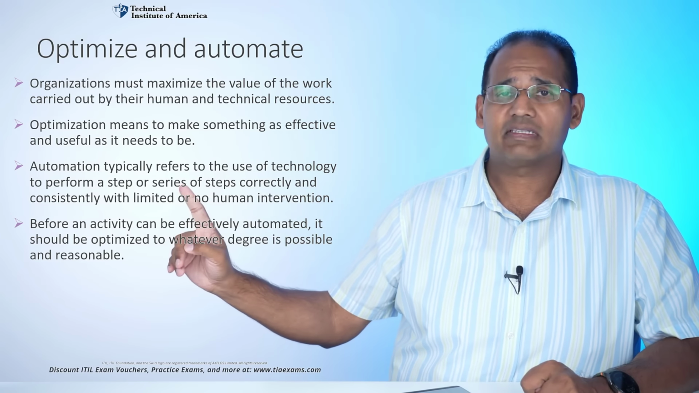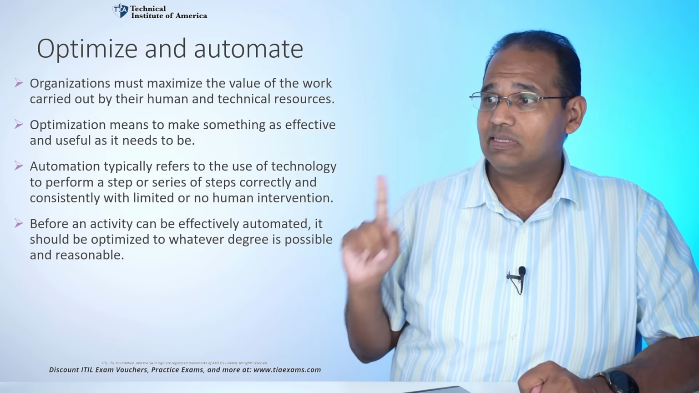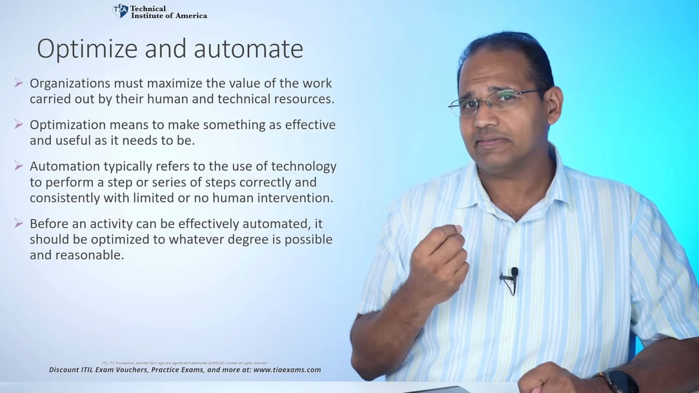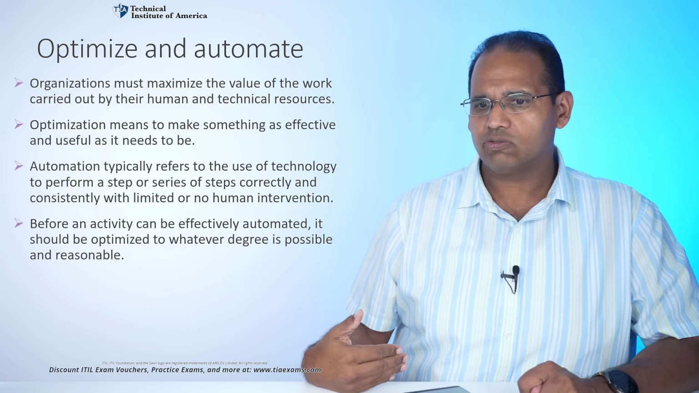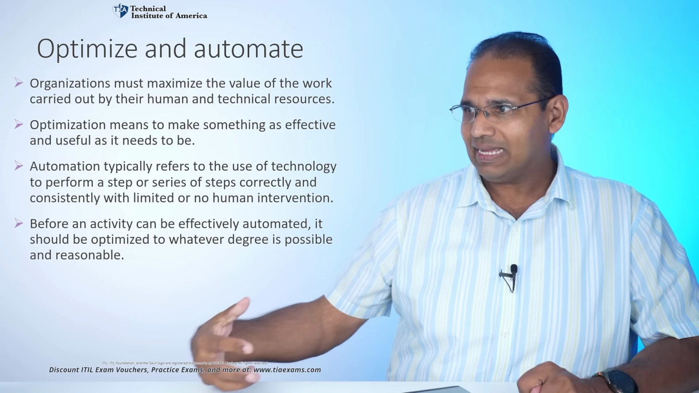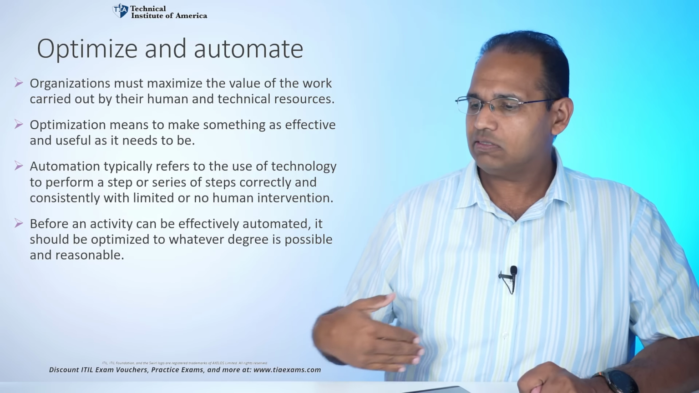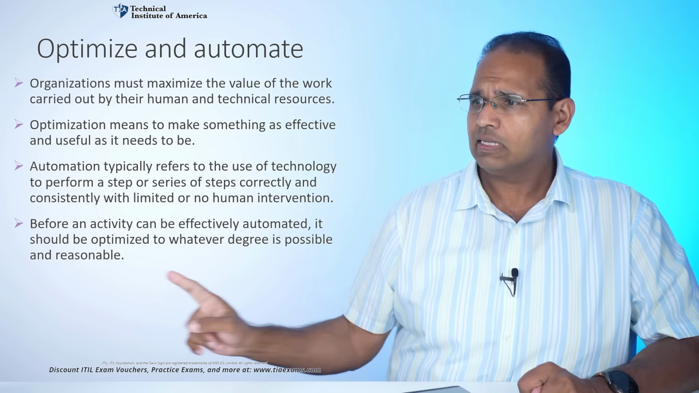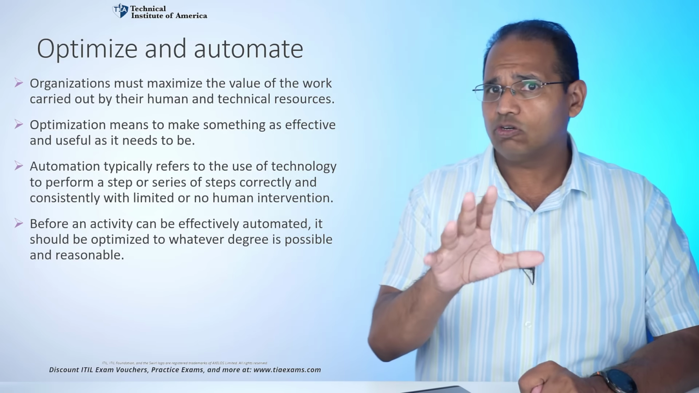Automation refers to the use of technology to perform a step or a series of steps correctly and consistently with limited, keyword, or no human interaction. That's the key here. Take a service you have, reduce the cost to produce that service severely, and then human interaction, try to remove it. This way, the service performs by itself. You probably think we're all going to be out of a job, but remember this for your test. Before an activity can be automated, make sure we optimize it as much as possible. Okay, those are the guiding principles.